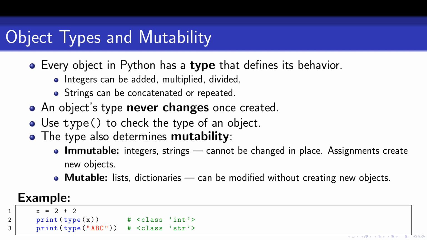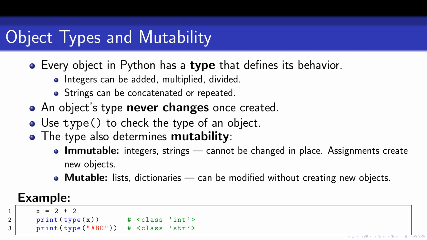Alongside type, mutability is also significant. Immutable objects like integers and strings cannot be changed once they are created. Reassigning them simply makes a new object. Mutable objects like lists or dictionaries can be modified in place without creating a new object. Recognizing the difference between mutable and immutable types is crucial for writing efficient programs, because it affects how variables behave when passed around or updated within functions.